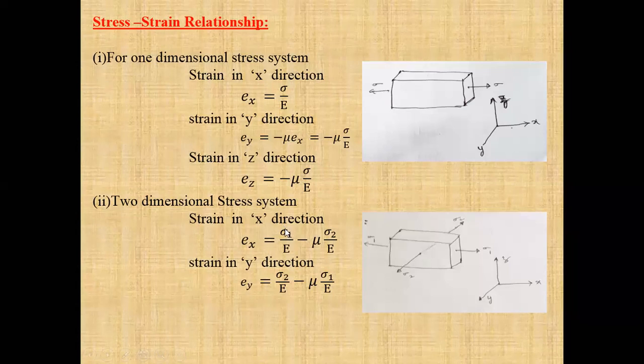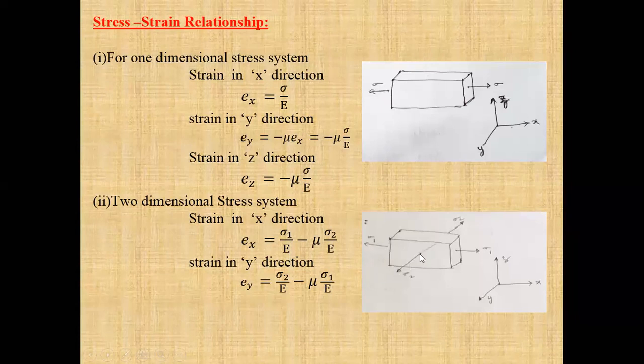One is due to sigma 1. The strain is sigma 1 by E. It is very simple, because strain is equal to stress by Young's modulus. It is strain in X direction, and in X direction, sigma 1 is acting. So what is the strain? Longitudinal strain takes plus, because its length increases, therefore strain is plus. That is sigma 1 by E.